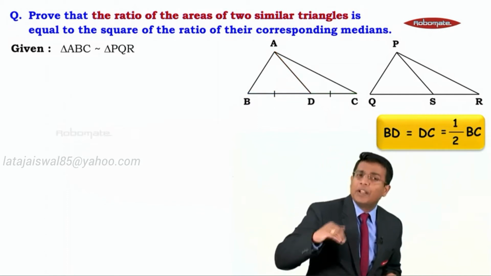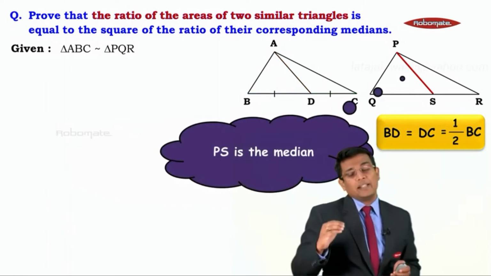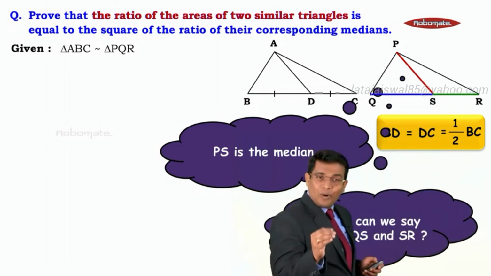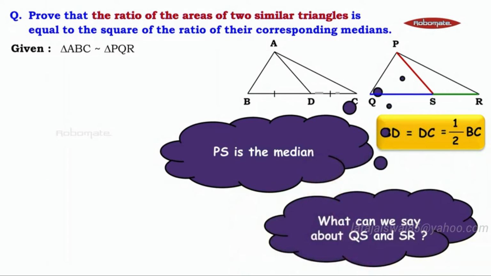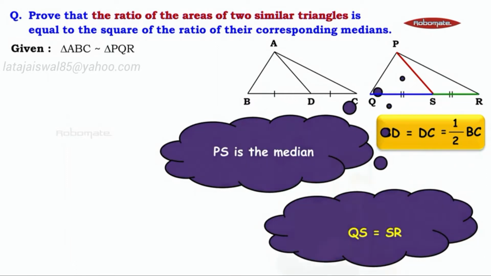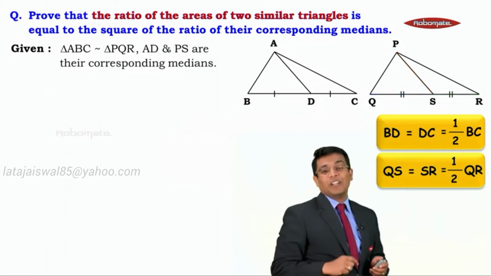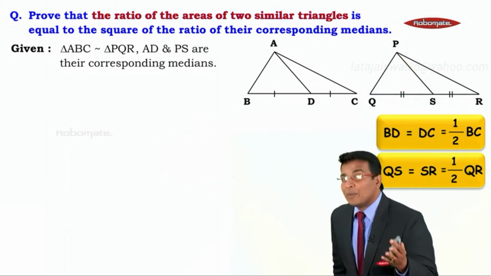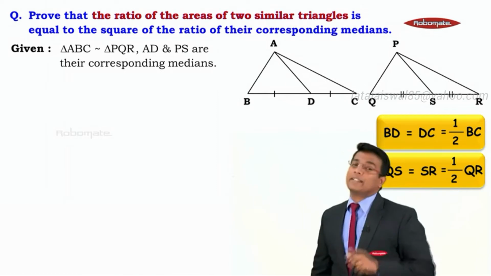Same way, in the other triangle PQR, when we say that PS is the median, what can we say about QS and SR? We can say that QS is equal to SR, and then we can write that QS is equal to SR is equal to half of QR. So this is what we have in the given: triangle ABC is similar to triangle PQR, and AD and PS are the corresponding medians.